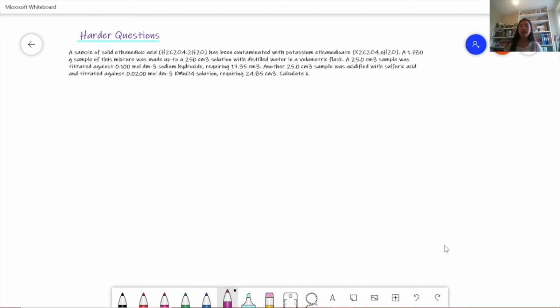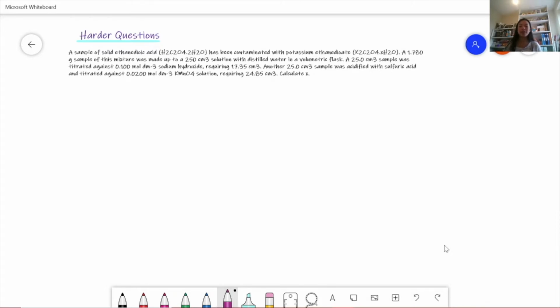So in this question, a sample of solid ethane dioic acid has been contaminated with potassium ethane dioate. A 1.780 gram sample of this mixture was made up to a 250 centimeters cubed solution with distilled water in a volumetric flask. A 25 centimeters cubed sample was titrated against 0.100 moles per decimeters cubed of sodium hydroxide, requiring 17.35 centimeters cubed. Another 25 centimeters cubed sample was acidified with sulfuric acid and titrated against 0.02 moles per decimeters cubed of potassium manganate solution, requiring 24.85 centimeters cubed.